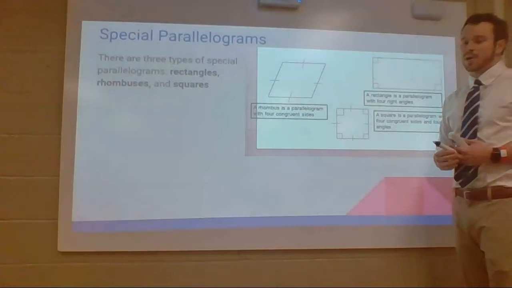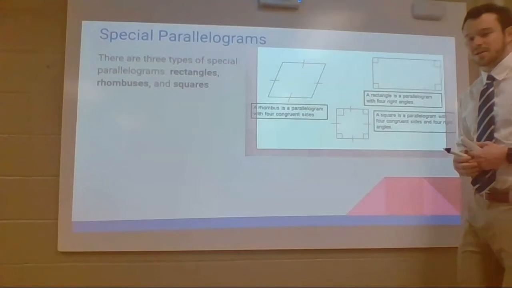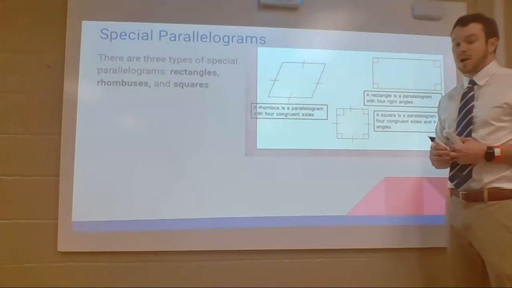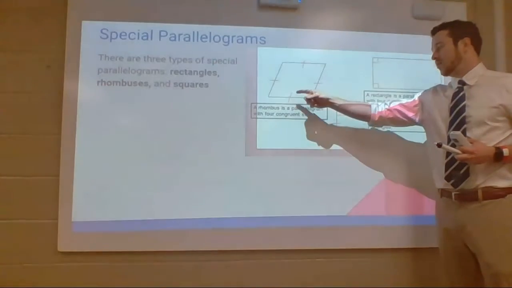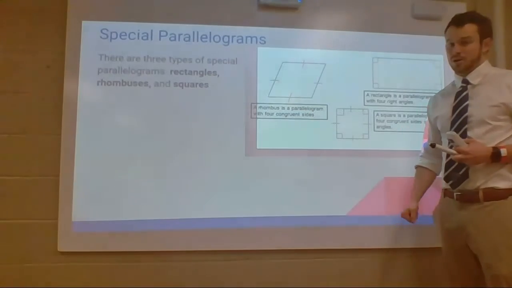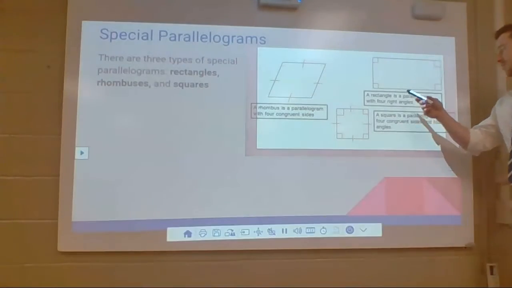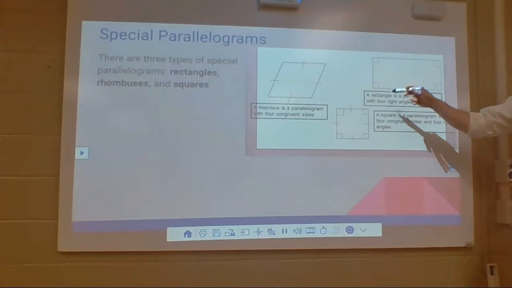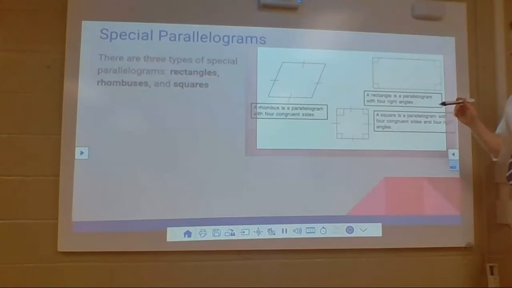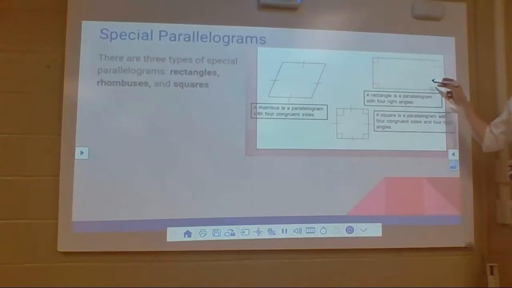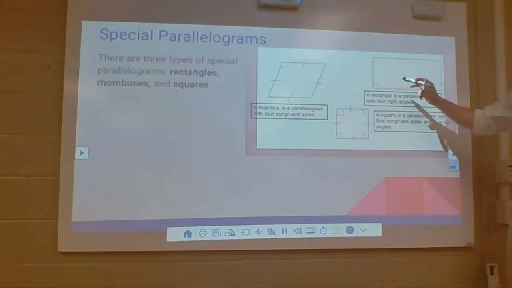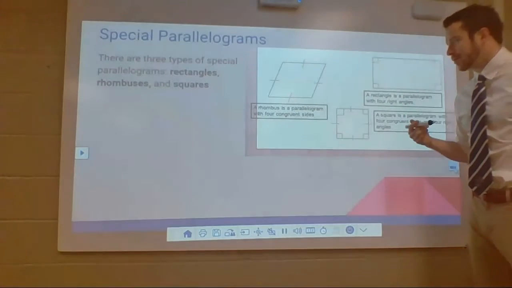Now a rhombus is a parallelogram with four congruent sides. So it has all the properties of a parallelogram that you learned about last lesson, but additionally all four of its sides are congruent. A rectangle is a parallelogram with four right angles. So the opposite sides are parallel, but in this case not all four sides are congruent, but all four angles are congruent. They're all 90 degrees. And 90 times 4, right, is 360 degrees.